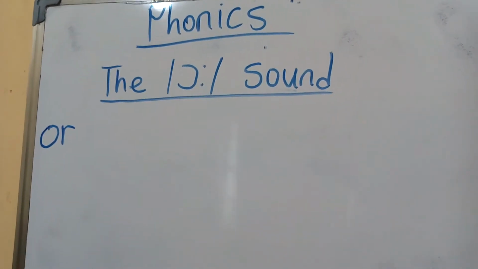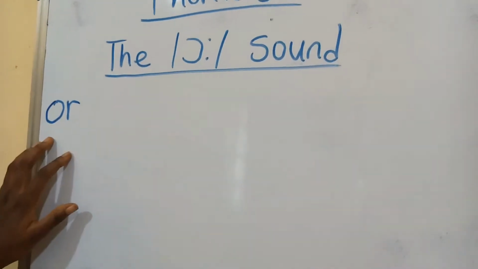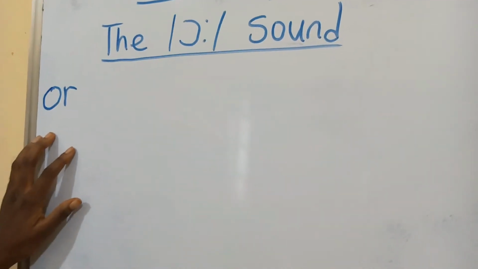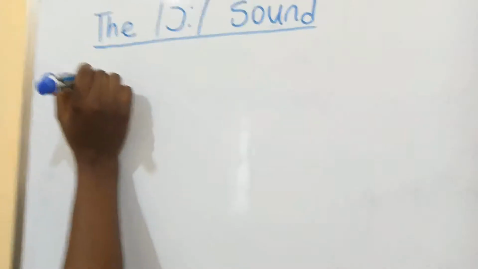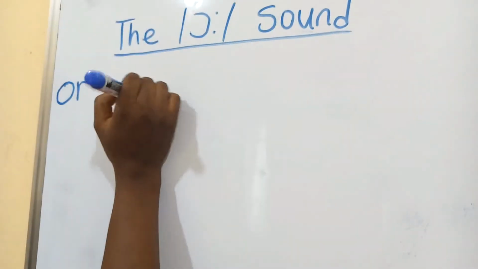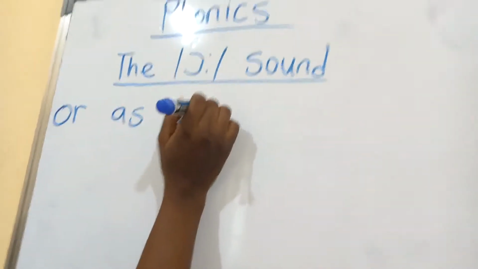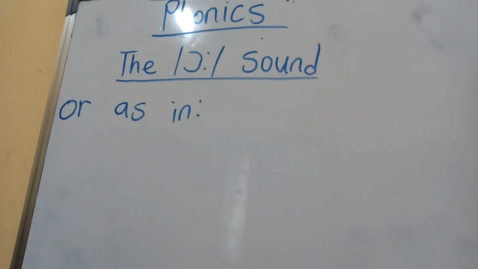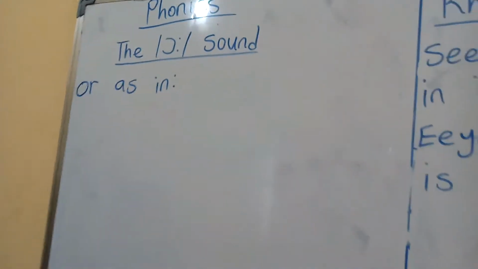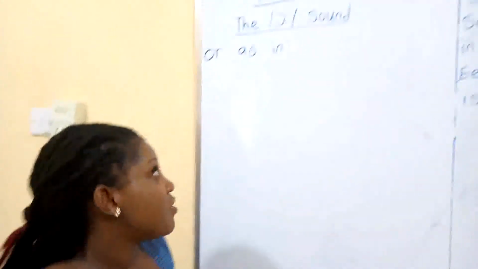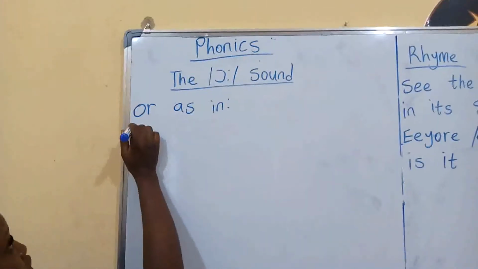So now let's say this sound together. What sound is this? Or. Lovely. So now let's look at words with or. Let's look at words with what? Or. Let's look at the first word we have.